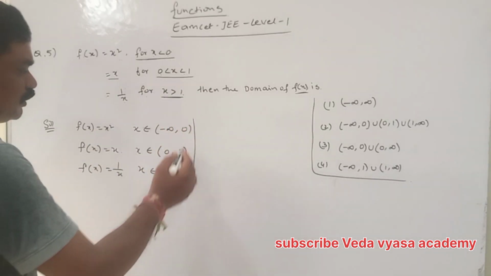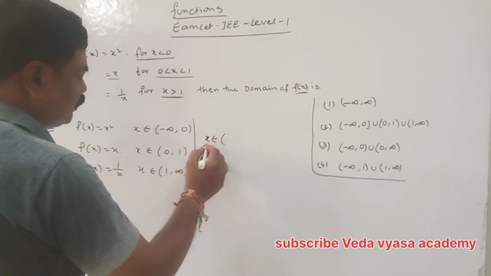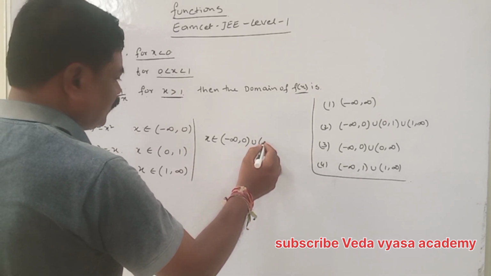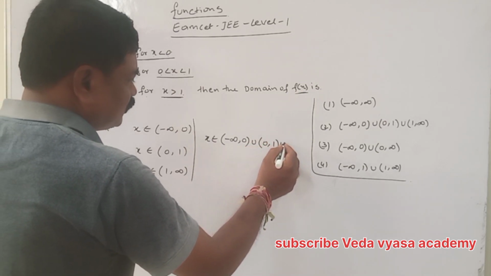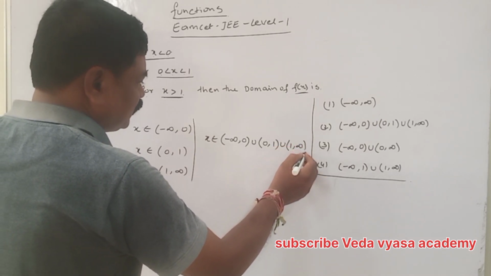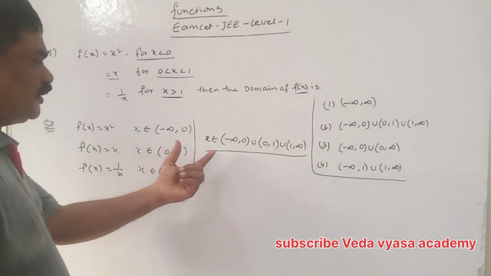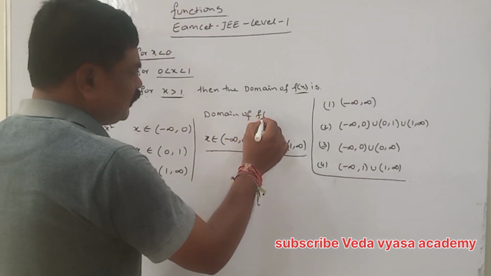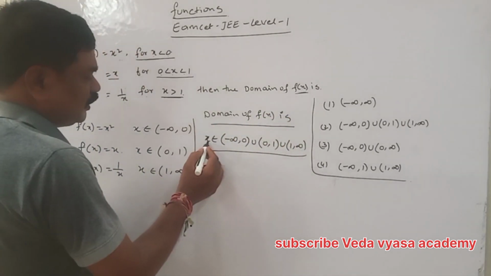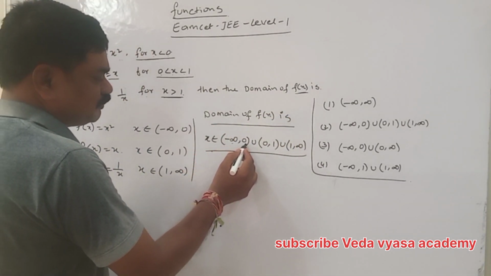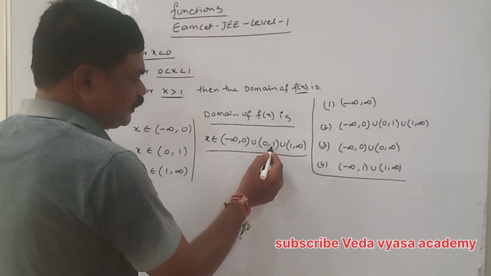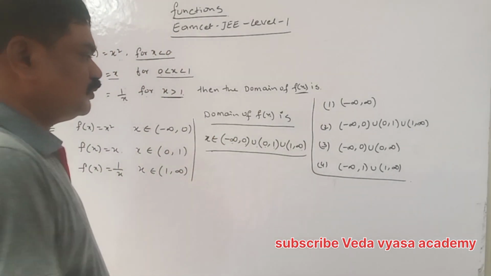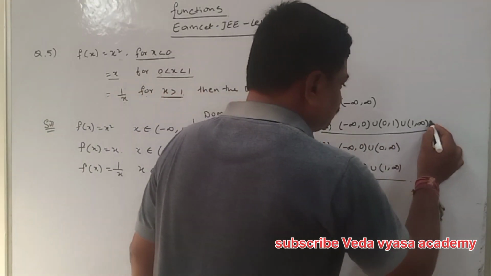From these, x belongs to open interval -infinity to 0, union open interval 0 to 1, union open interval 1 to infinity. So then the domain of f of x. So domain of f of x is what? x belongs to open -infinity to 0, union open interval 0 to 1, union open interval 1 to infinity. So we have option 2 is the answer.